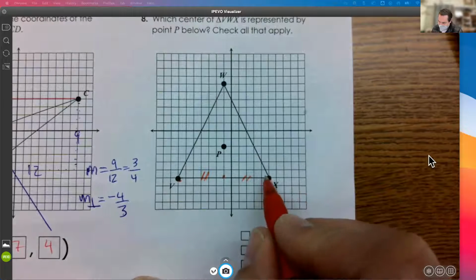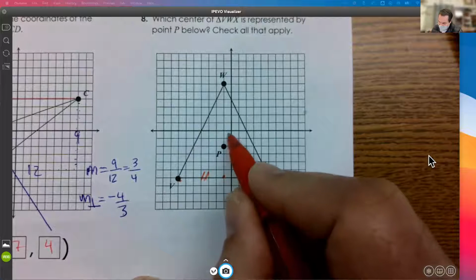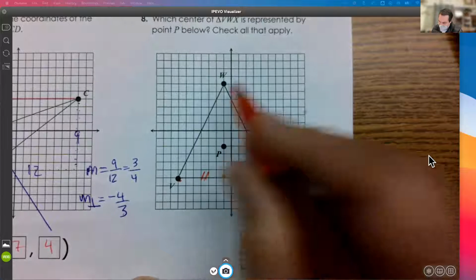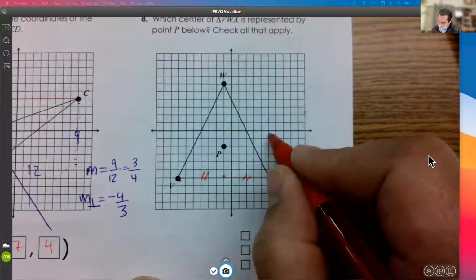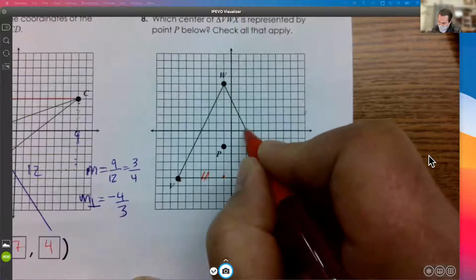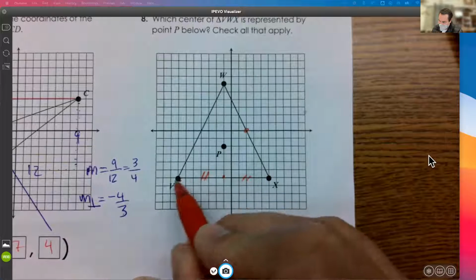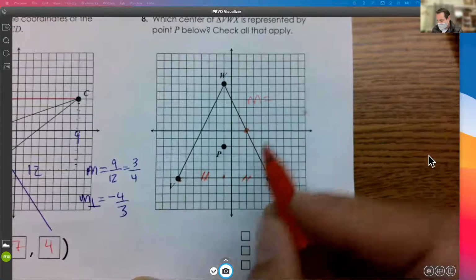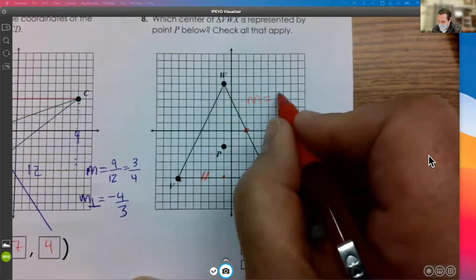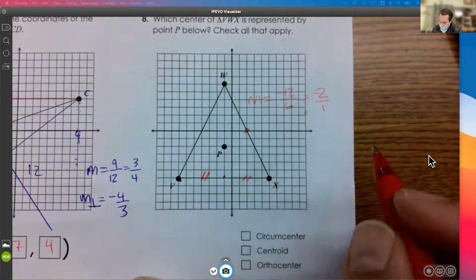So let's see, to get over to this, this was 6 over, 1, 2, 3, 4, 5, 6, 7, 8, 9, 10, 11, 12. So if I go for the midpoint, 1, 2, 3, 4, 5, 6 up, 1, 2, 3 over. There's my midpoint. These are in the same direction, aren't they? This slope was 12 over 6, so -12 over 6, which is -2 over 1.